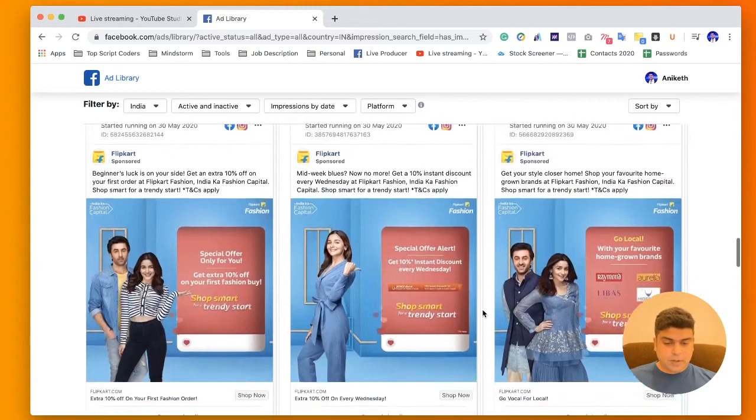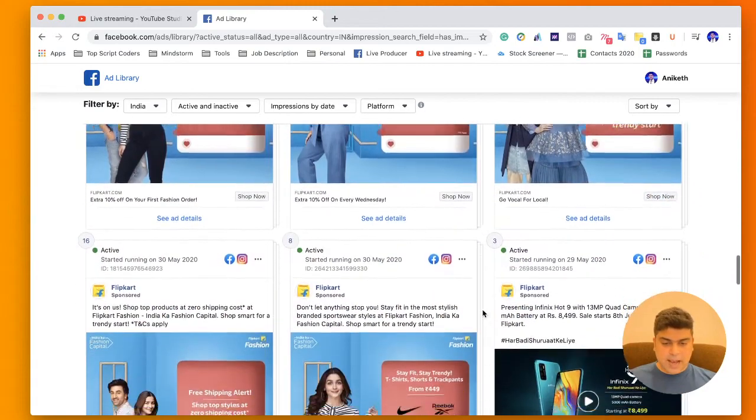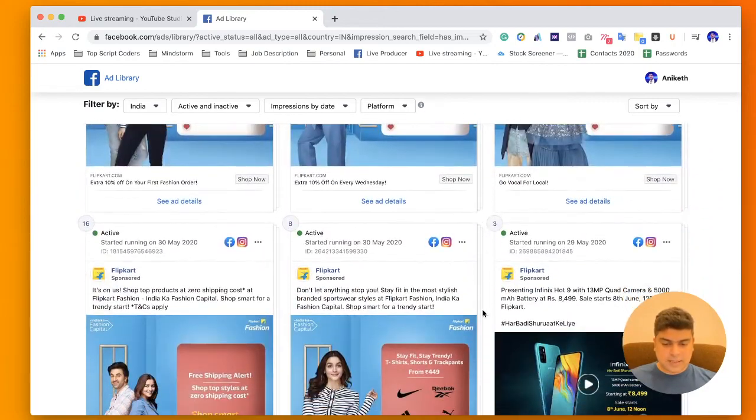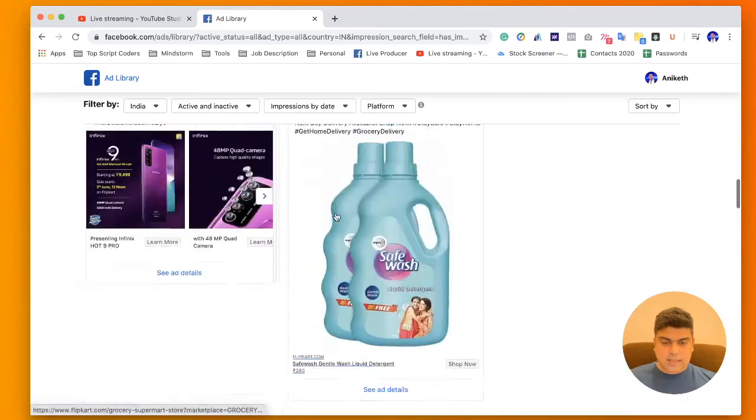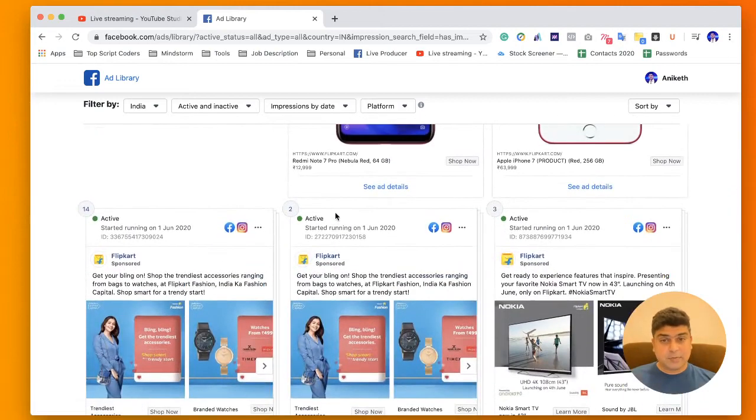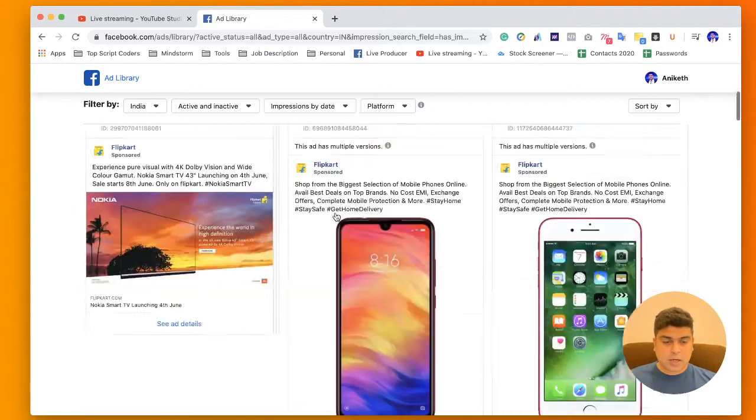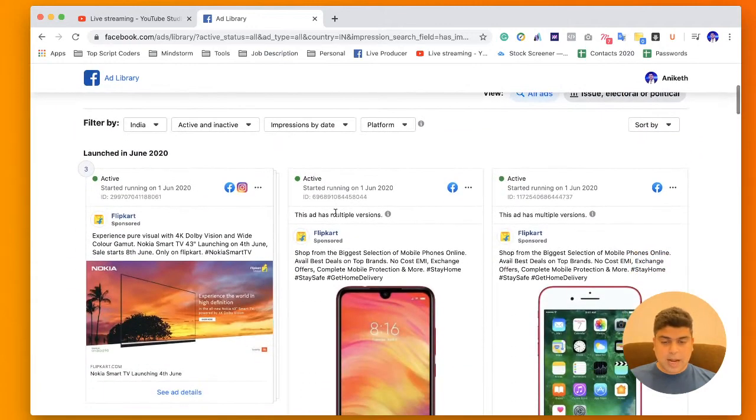You can go down and have a look at other things. For example, this particular ad is currently run on Facebook. It's also run on Instagram. At times you get to see that some of these ads are running not just on Facebook or Instagram, but also on other platforms like Messenger and Audience Network, and you will be able to see all of them in one place. And that's the beauty of it.